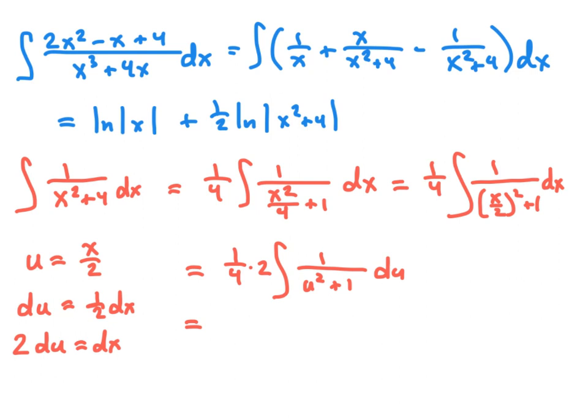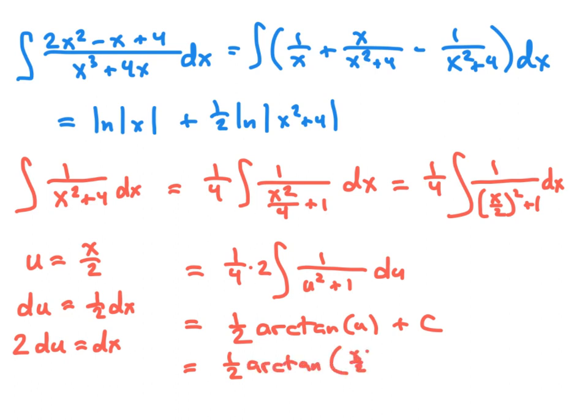1/4 times 2, of course, is just 1/2. And our integral here, the integral of 1 over u squared plus 1, is just the arctangent function of u. And we can go back to x, and we get 1/2 arctangent of x over 2. And that is the value of our third function in our antiderivative. So we have plus 1/2 arctangent of x over 2, and all of that plus c.